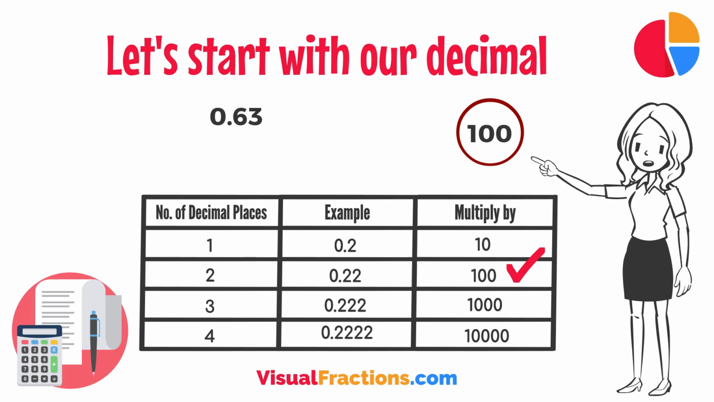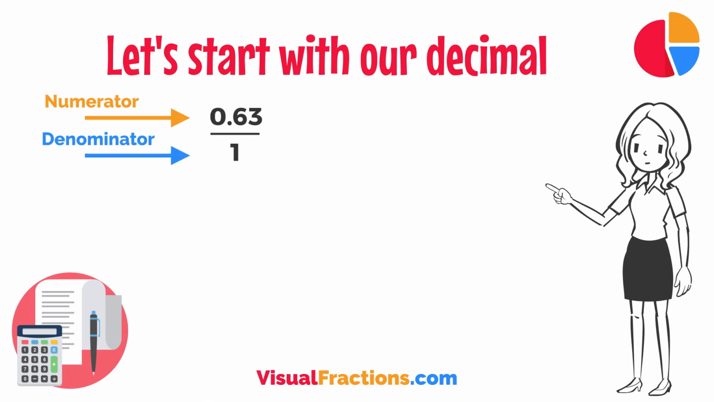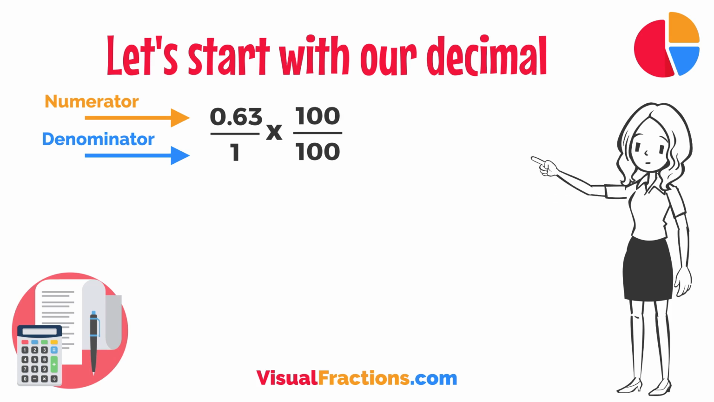To convert this decimal into a fraction, you initially put it over 1, essentially treating the decimal as the numerator in a fraction where the denominator is 1. This sets up the conversion process where we multiply both the numerator, the decimal, and the denominator, 1, by 100 because there are two decimal places.